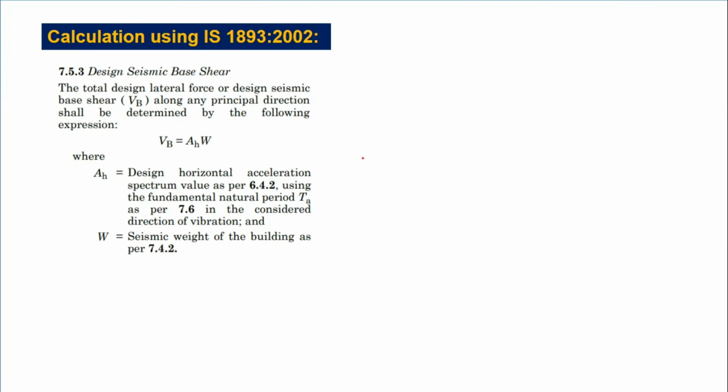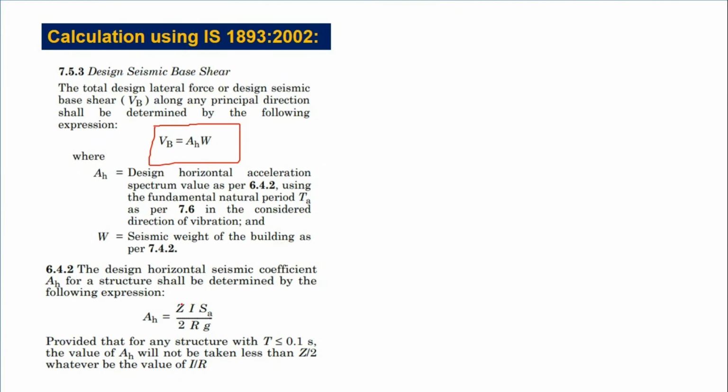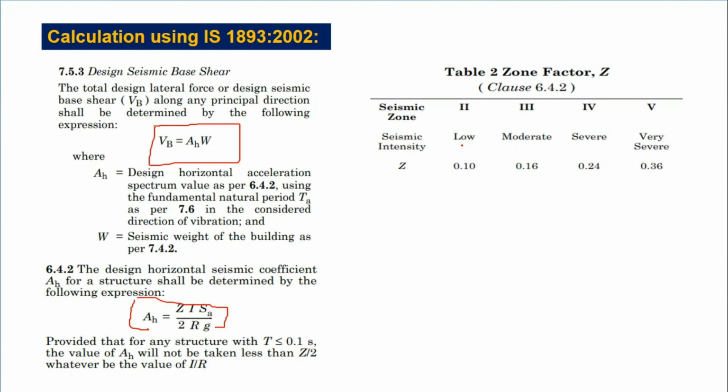To calculate the design base shear, we have to find out the horizontal acceleration and seismic weight of the building. The design horizontal seismic coefficient can be found by using this expression, where Z is the zone factor that can be obtained using table 2 of the code, and based on where the structure is located, we can find out the value of Z.